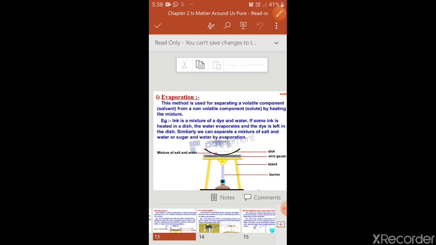So from that we will come to know how you can evaporate the solution of salt and water. If we heat it, water will evaporate and the salt will remain in the dish.